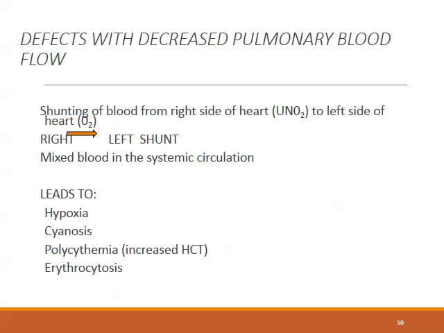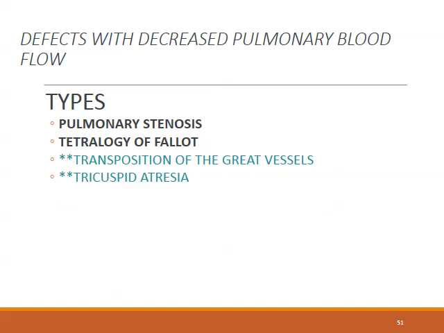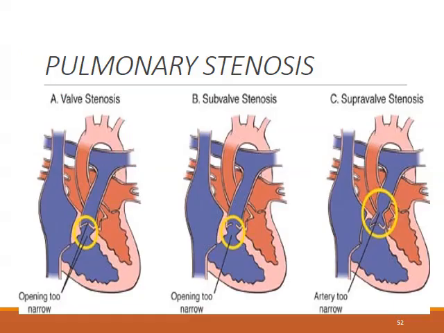Patients with decreased pulmonary blood flow, with shunting of the blood from right to left, are going to have hypoxia, cyanosis, polycythemia, and erythrocytosis. We talked about that before. The different types we're going to talk about are pulmonary stenosis and tetralogy of Fallot. Things we're not going to talk about that are in your book if you want to read are transposition of the great vessels and tricuspid atresia.